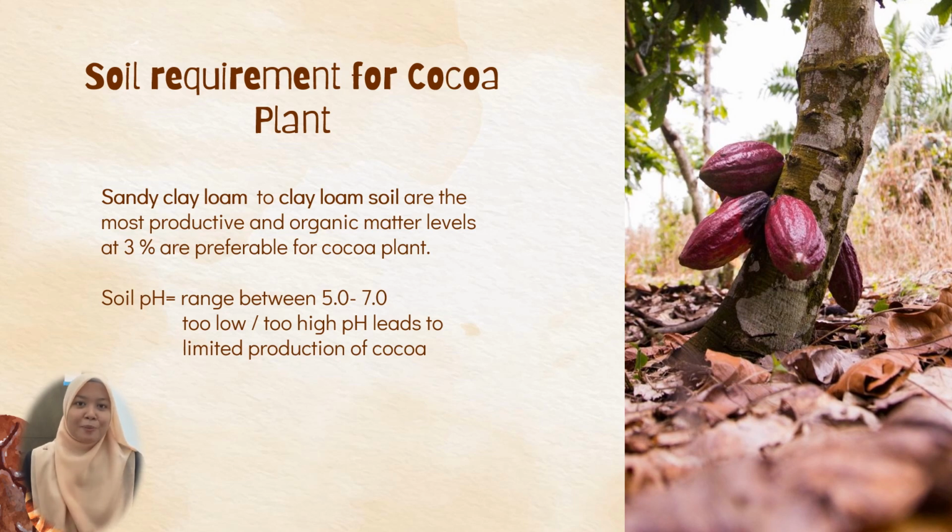Last but not least for my part, the soil requirement for cocoa plant is sandy clay loam to clay loam soil. An organic matter level of 3% is preferable for cocoa plant. The soil pH should be maintained in the range between 5 and 7. This is because too low or too high pH could lead to limited production of cocoa.